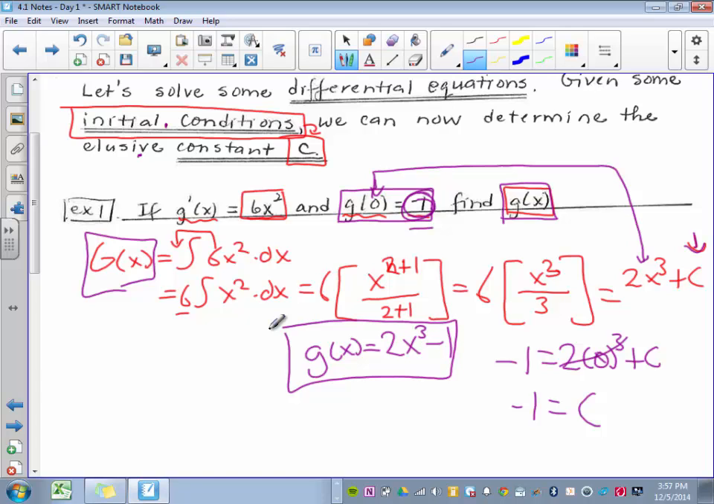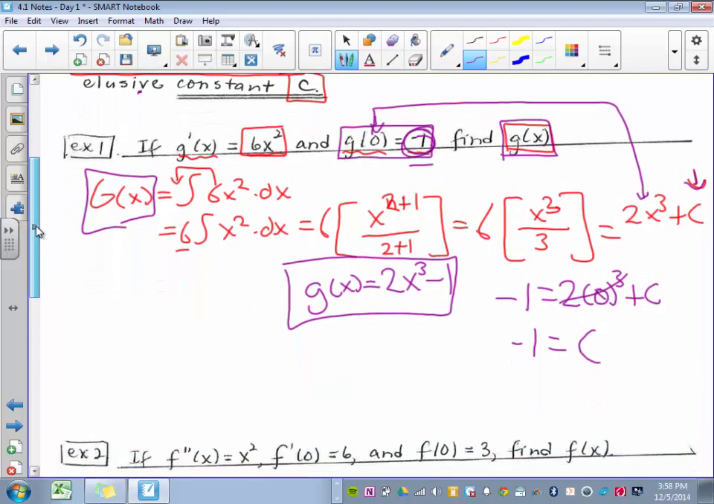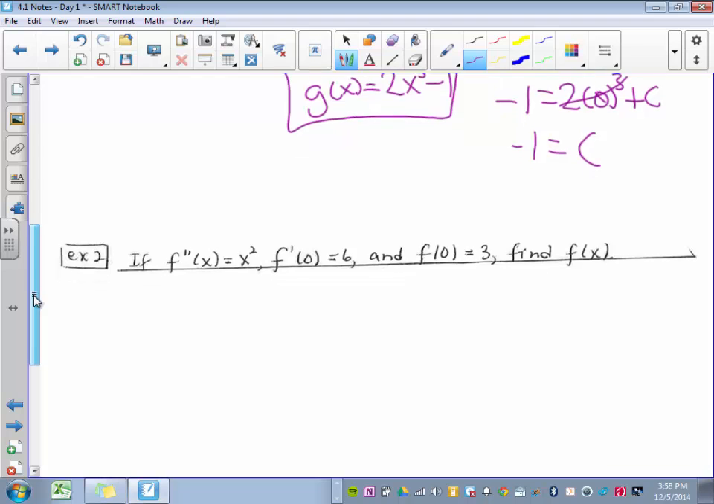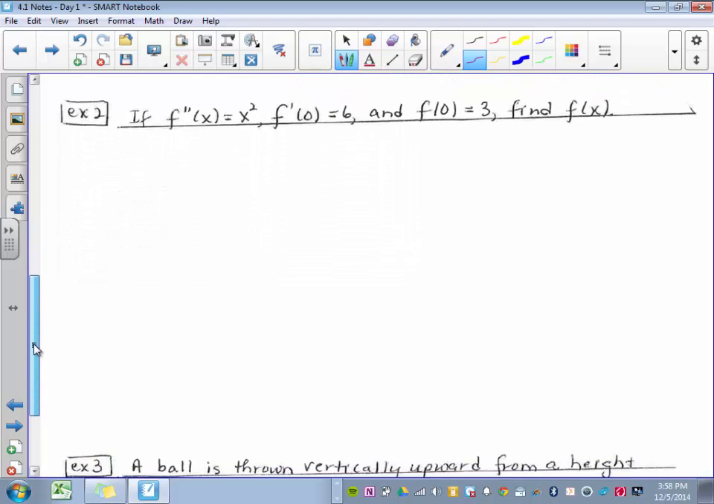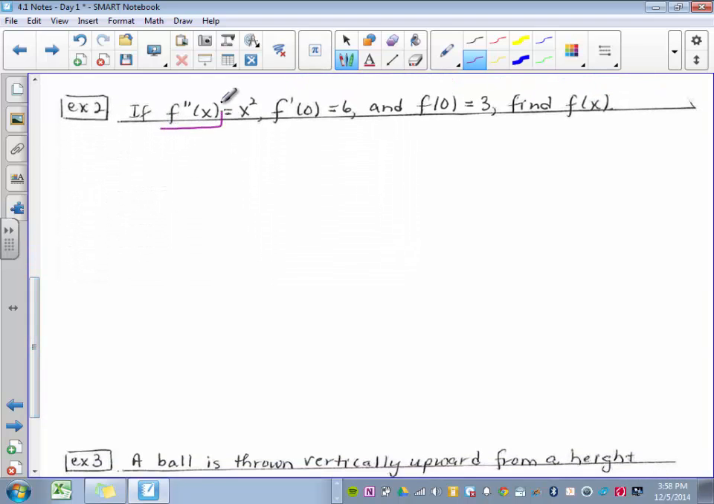Hopefully you have no questions on that. If you do, just go replay this and see if you can figure it out. I'm going to try another one. This one's even harder. Example 2. Holy cow. They're giving us the second derivative. They want us to go all the way and find the first function given the second derivative.